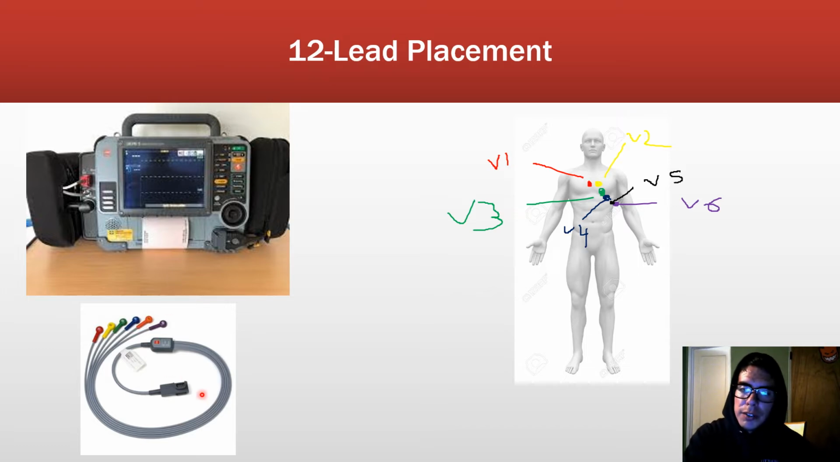And you do have to attach this to the 4 lead cable, because these don't come attached, they're just wrapped up like this and put away in a pocket somewhere. But yeah, that's how you obtain a 12 lead.